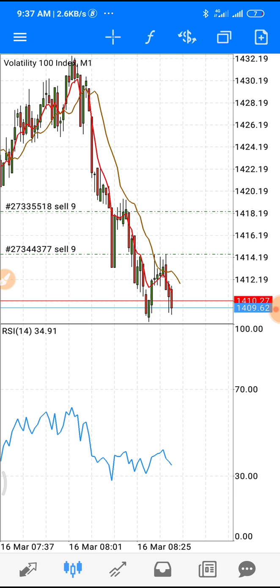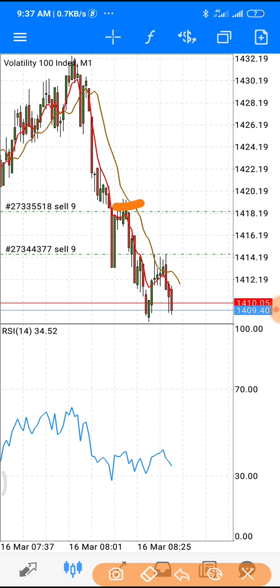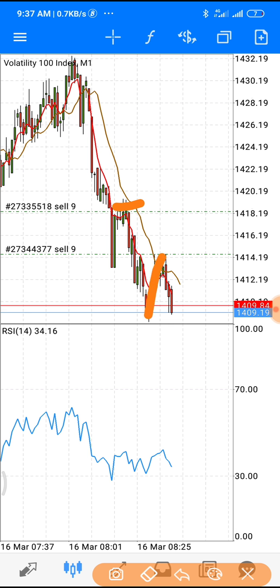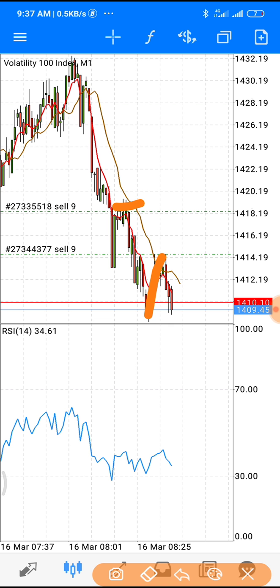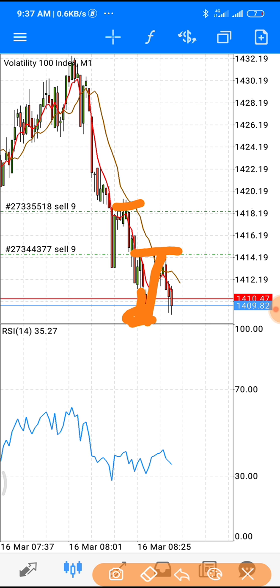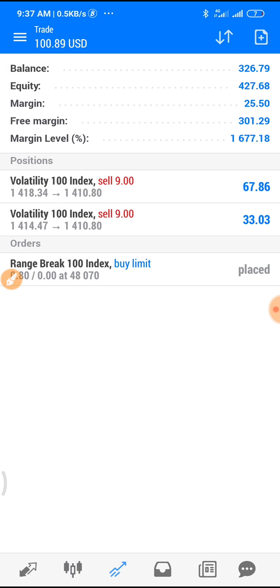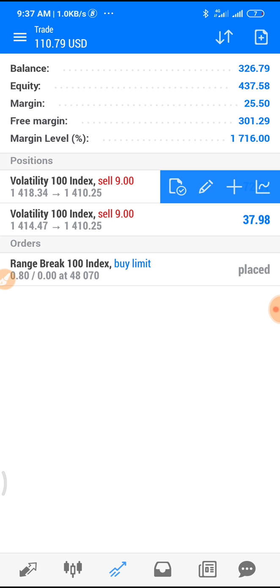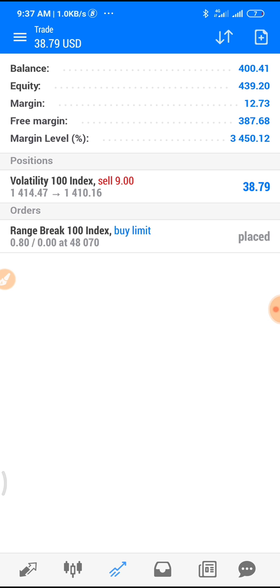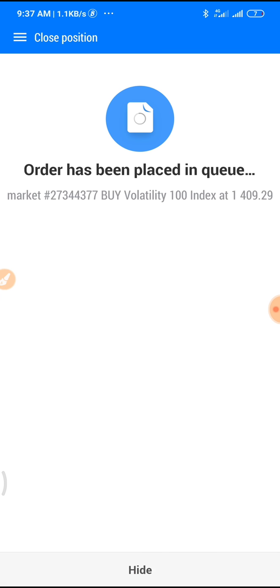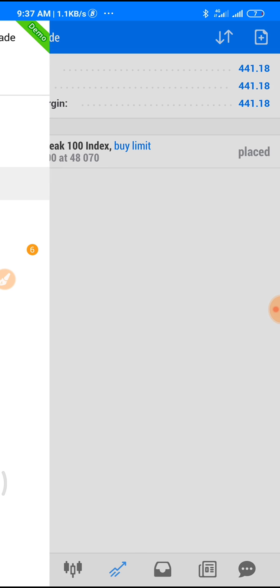So you can see now I entered the first position here. I held it down till this level, then there was a retracement, then I added another one here. So let's see. I have $110 profit now on a $326 account, so I want to close it now. This is my demo account, please.